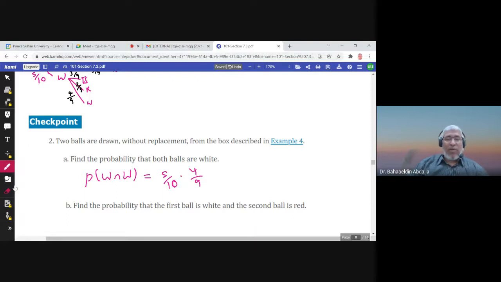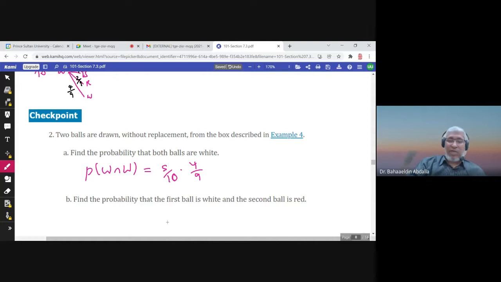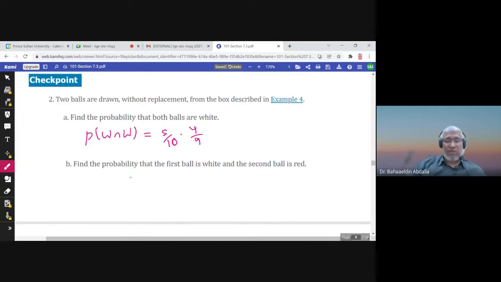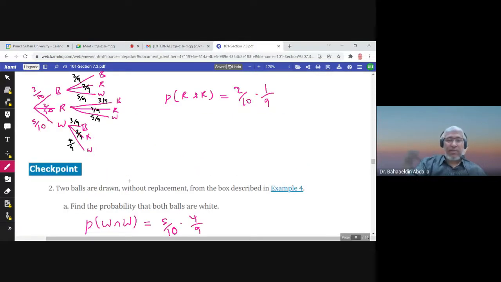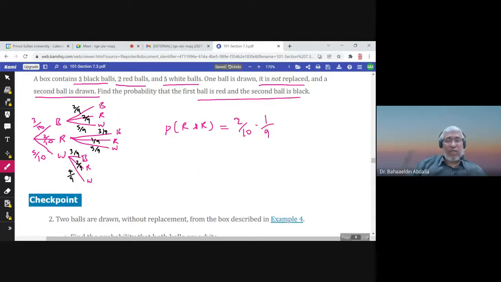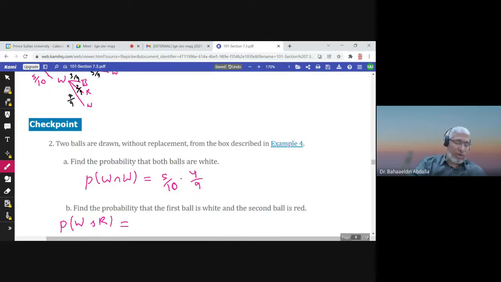All right. Find the probability that the first ball is white and the second ball is red. Well, the first is white and the second is red. And so white and red. So 5 over 10 times 2 over 9.